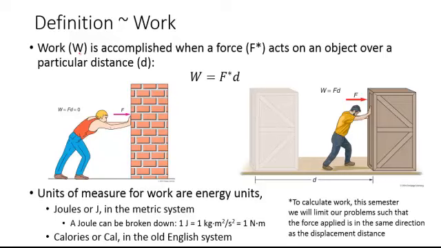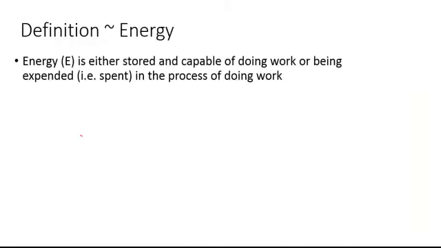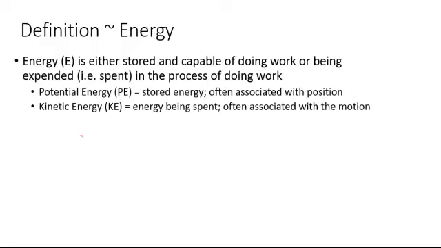Transitioning now from work that's accomplished, remember no work accomplished here because it didn't move, D, distance is a term for this sort of work, to energy that's expended. Energy actually then, there's all sorts of different forms of energy. We'll be kind of talking a little bit about that, but energy in general is either stored and capable of doing work, or it's being expended, i.e. it's being spent in the process of doing work. It's one good solid definition of energy.